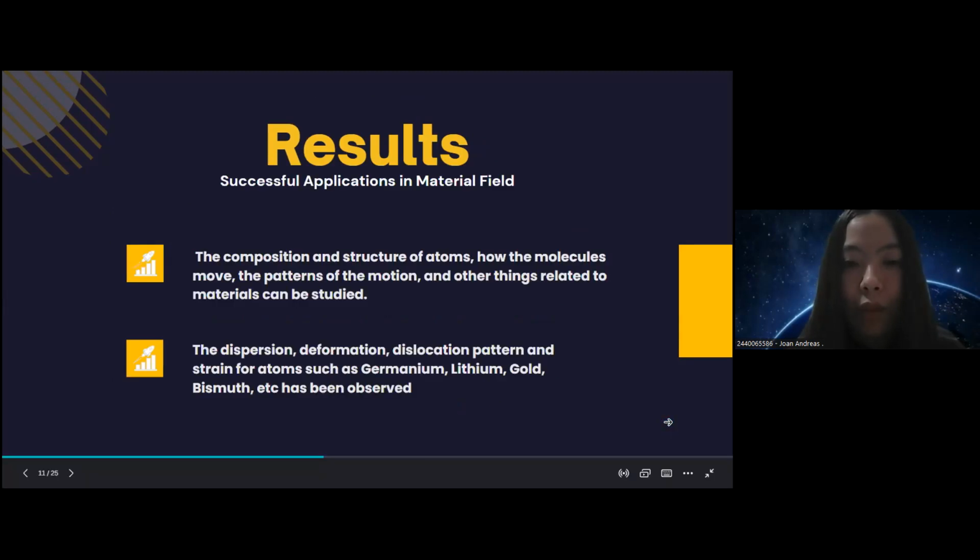Besides the medical field, X-ray holography is also implemented in the natural field, and 34 papers discussing its utilization in this field were obtained. With X-ray holography, the composition and structure of atoms, how the molecules move, the patterns of the motion, and other things related to the materials can be studied. The dispersion, deformation, dislocation, pattern, and strain of atoms such as germanium, lithium, gold, bismuth, and others have been observed.